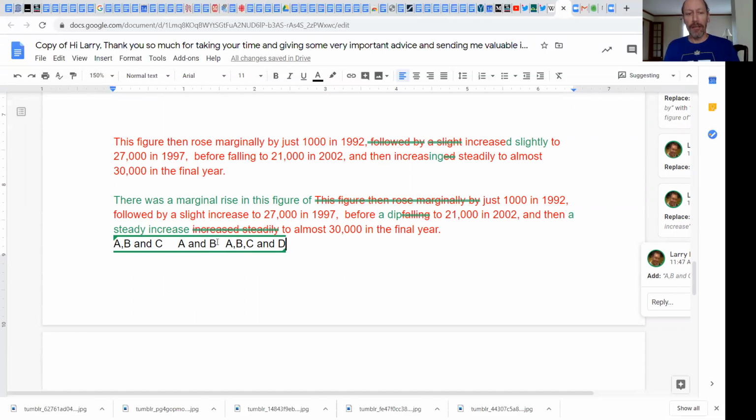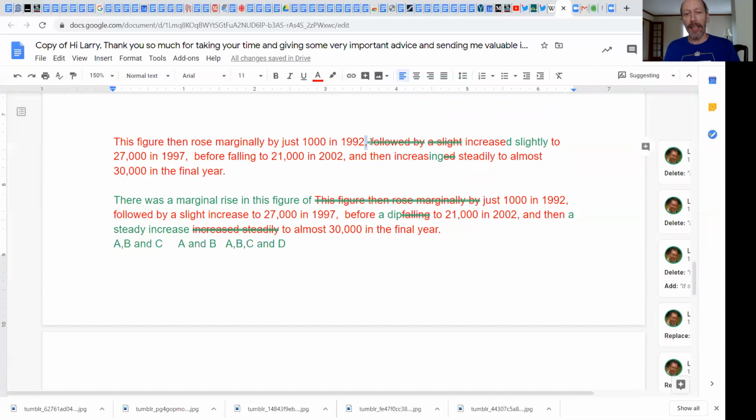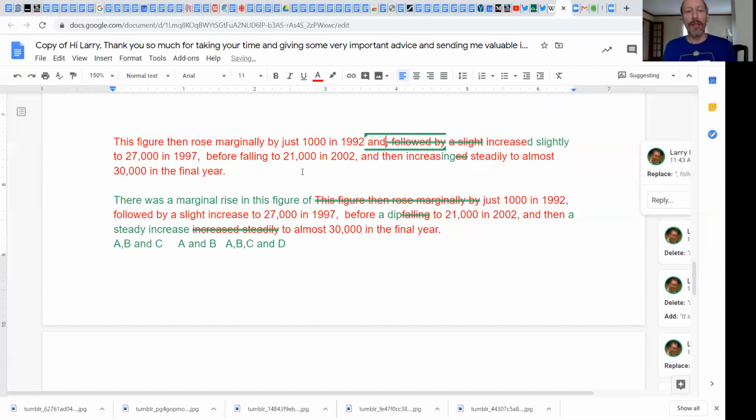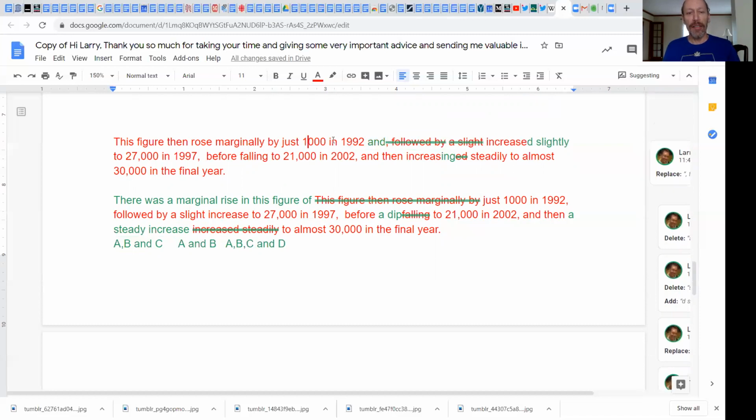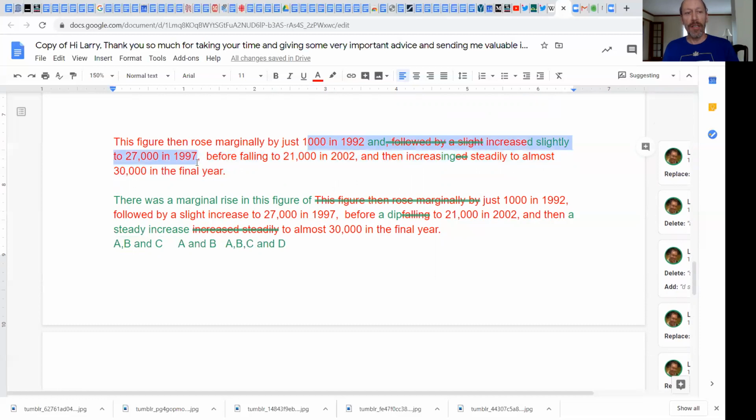Let's do it like this. Let's try this one. So A, comma, B, and C. So A is this, it rose marginally. B is increased slightly. Or you know what? The easiest way to do it is A and B. So we're going to put the and here. So the figure then rose marginally by just 1,000 in 1992 and increased slightly to 27,000 in 1997, before falling to 21,000 in 2002 and then increasing steadily to almost 30,000 in the final year. So that's now a good sentence.